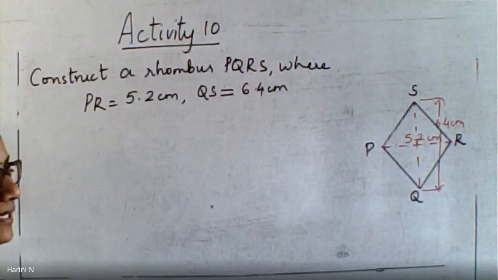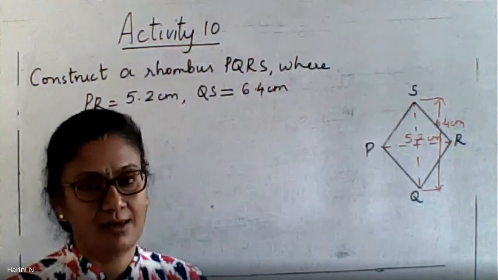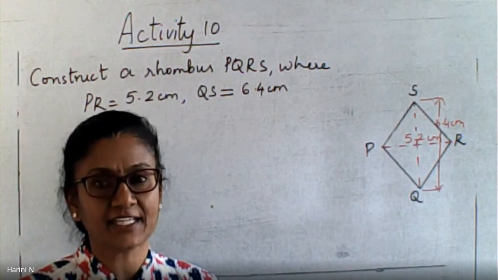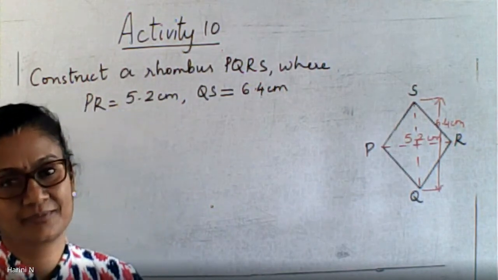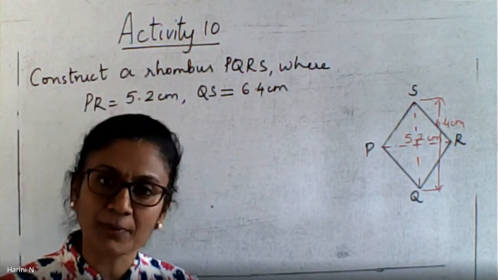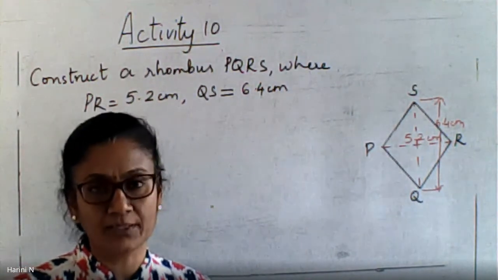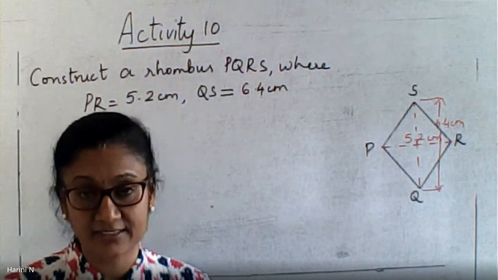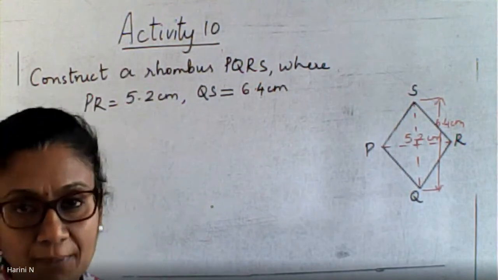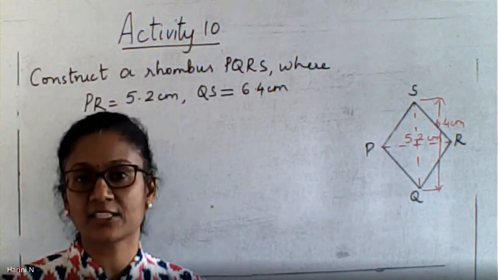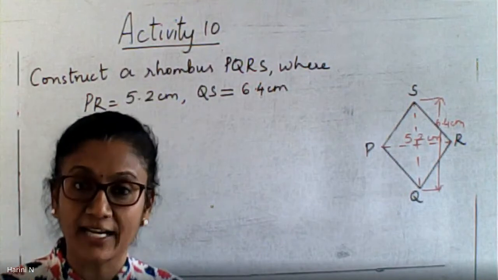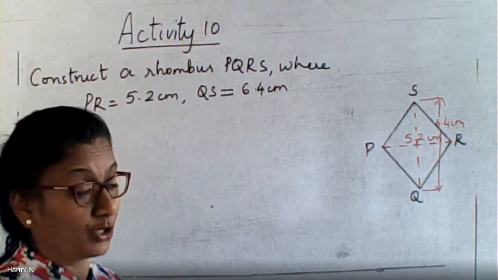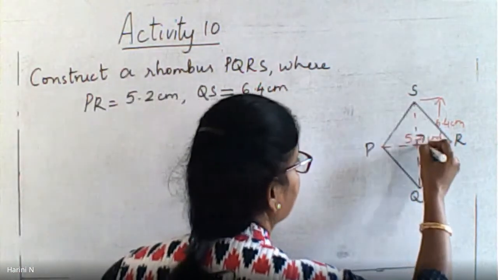Why should it bisect each other? Why should QS and PR bisect each other? Is there any necessity? Yes, because of the property of the rhombus. We know in a rhombus that diagonals are going to bisect each other at 90 degrees. Very, very special property of a rhombus. They will bisect each other and they will also make an angle of 90 degrees with each other. This is a very important property that we know for a rhombus. The diagonals will bisect each other at 90 degrees.